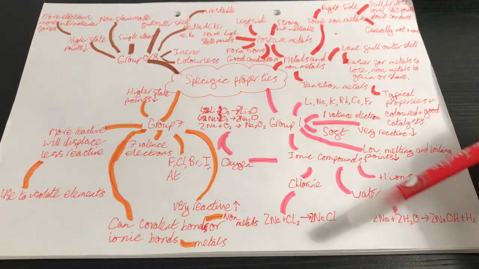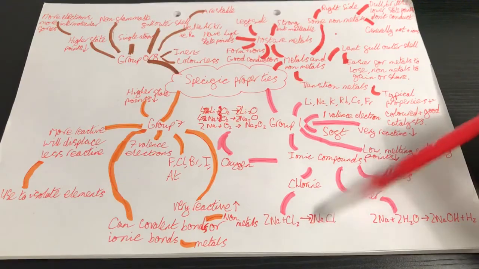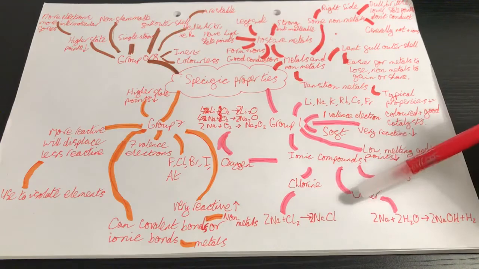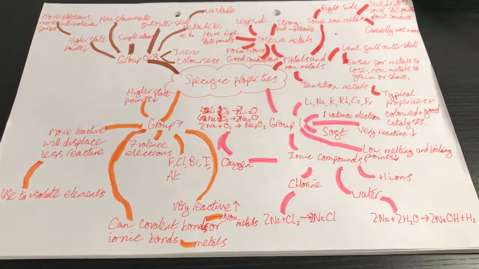But if you react sodium with chlorine, it just forms sodium chloride. And some of you might know that that is just salt. So when you react a group 1 metal with a group 7 non-metal, it just forms a salt. So even if it was potassium chloride, that's a salt. And in fact, some places do substitute sodium chloride for potassium chloride because it's apparently better for you.